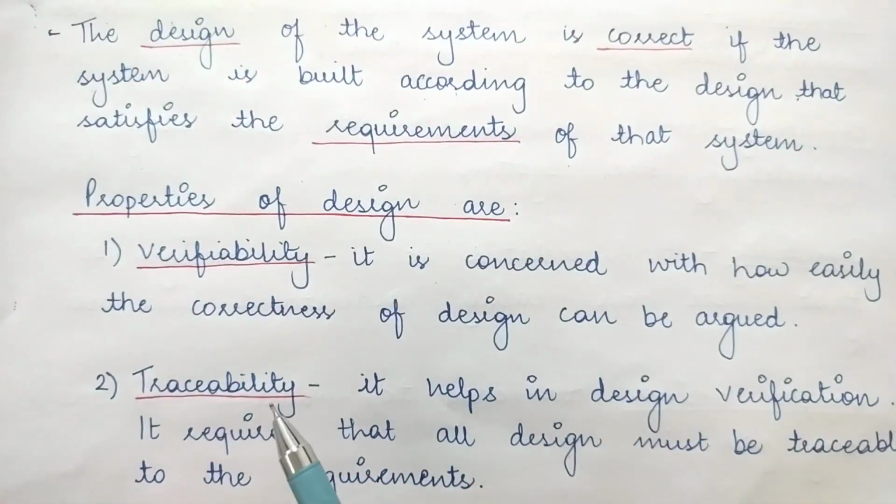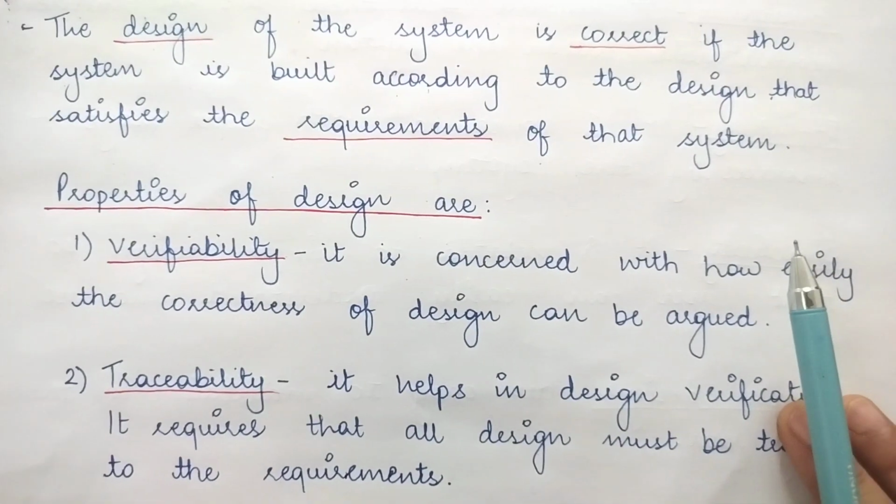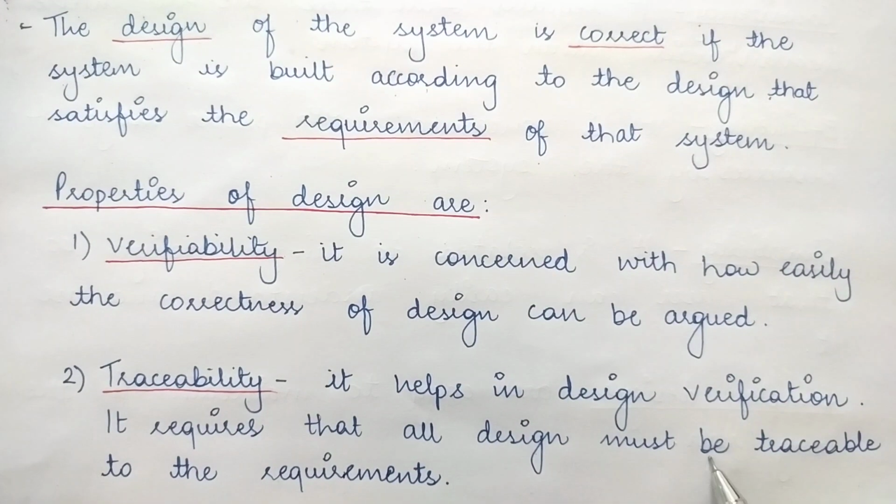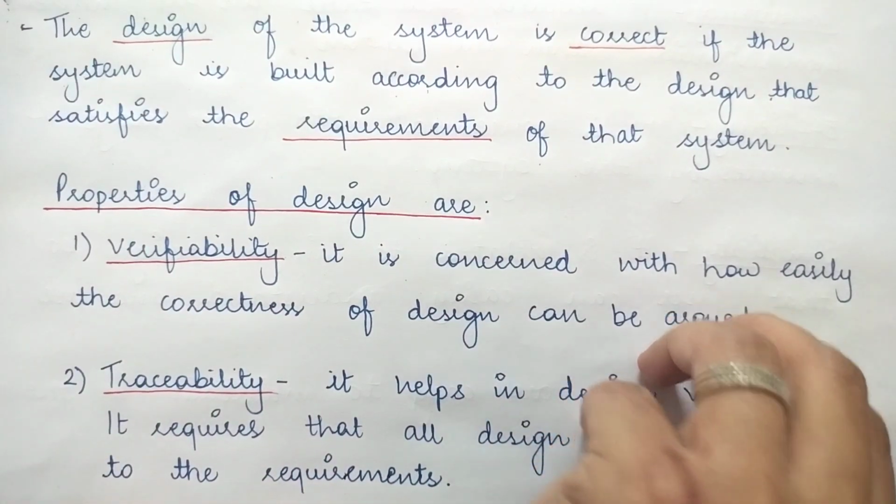Then another important property is traceability. Traceability helps in design verification. If you can trace the design, you can verify the design. For that reason, it is said that traceability helps in design verification. It requires that all design must be traceable to the requirements. Whatever requirements the system is supposed to meet, all those requirements must be traceable. And when all those requirements are traceable, meaning all those requirements are being met by that design, then we can say that the design is verifiable.